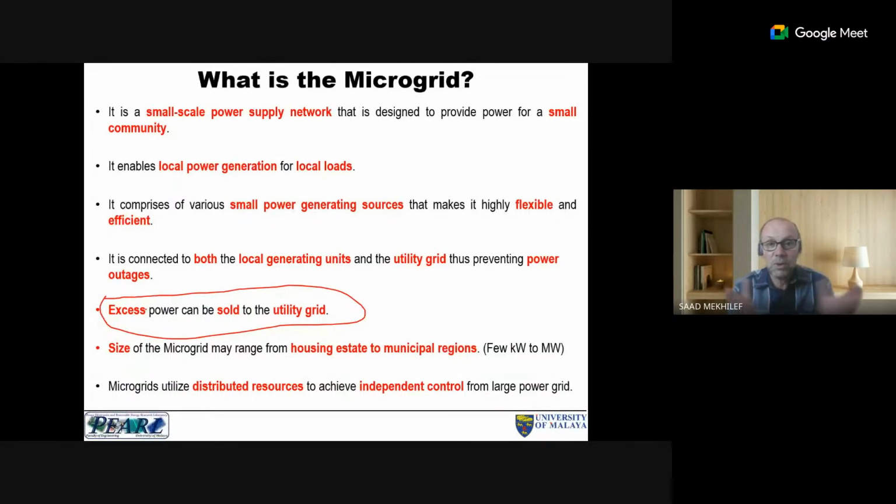Take electric vehicles, for example. A lot of people now have electric vehicles. During the day you can charge the electric vehicles, and at night you can plug in your electric vehicle and use this energy to supply your home instead of buying from the grid. So this is a trend. That's why I say there's a lot of flexibility in microgrid systems.